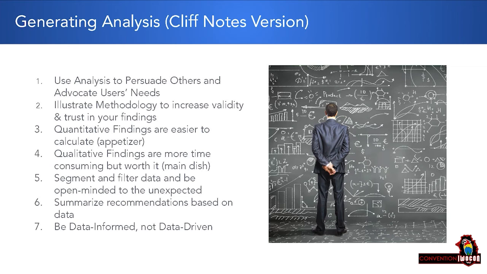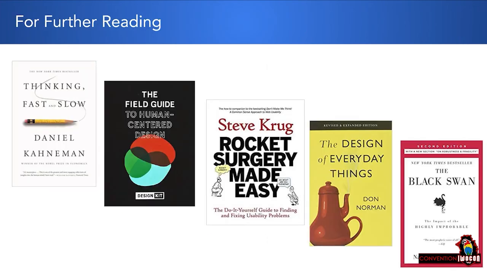Okay, we're almost done. Just for further reading, Thinking, Fast and Slow. This is a book about that gestalt theory, how we fill in the blanks, bias, etc. Field Guide to Human-Centered Design is also another good one. Rocket Surgery Made Easy is the protocol that we discussed. That's a super lightweight book.